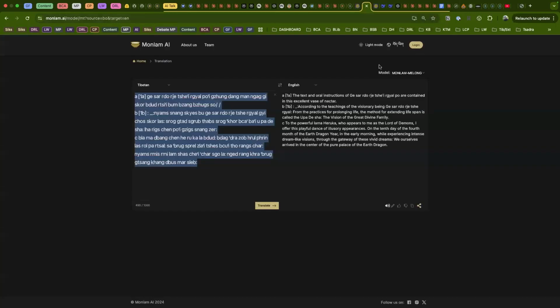You have Moonlight AI here. The interface is very similar. So you have the source text, that's the same source text. Here, that's the translation. That's a Gesar text we're looking at. It's the very beginning of the Dorje Segel sadhana by Mipam Rinpoche.